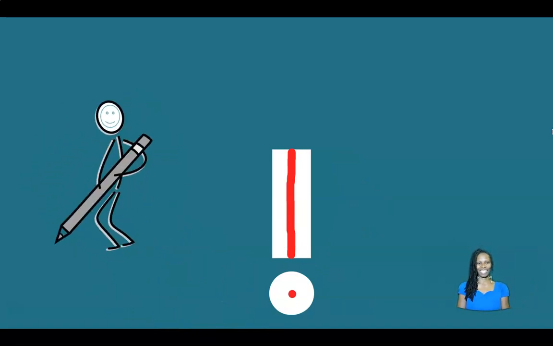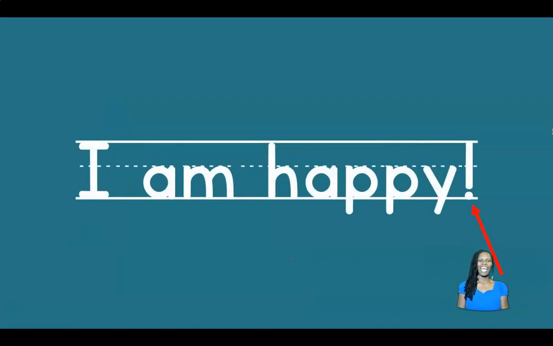Here is a sentence that ends with an exclamation mark. So listen to the way that I will read this sentence. I am happy. I am happy. So that's an exclamatory sentence. It ends with an exclamation mark.